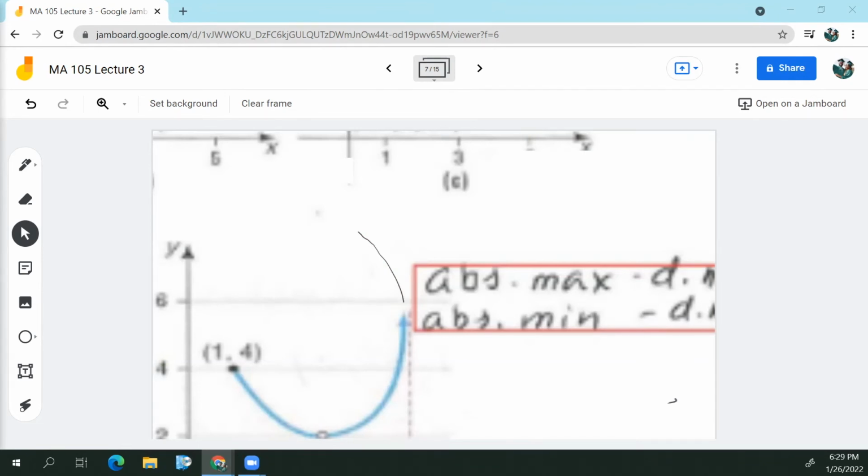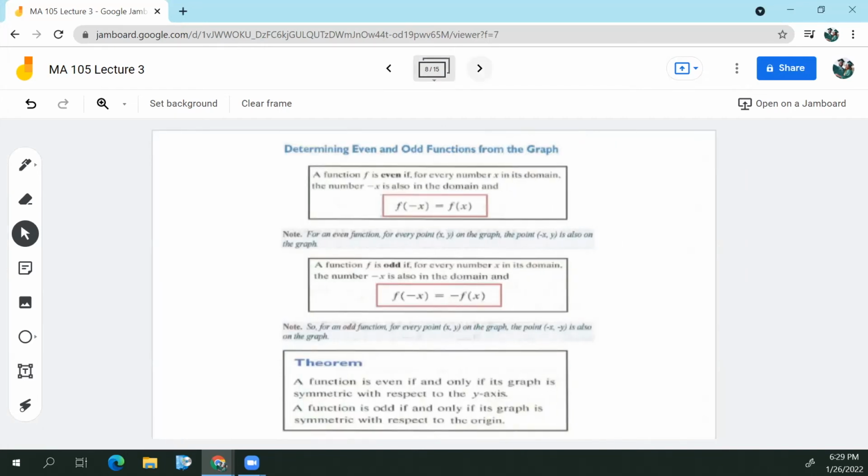All right, let's talk about even and odd functions, determining even and odd from a graph. When we're talking about an even or odd function, we're saying that something's even if, specifically, you can write this down: f of negative x is equal to f of x. I'll give you an example of that. Let's go back to f of x equals x squared for a second. All right, f of x equals x squared.